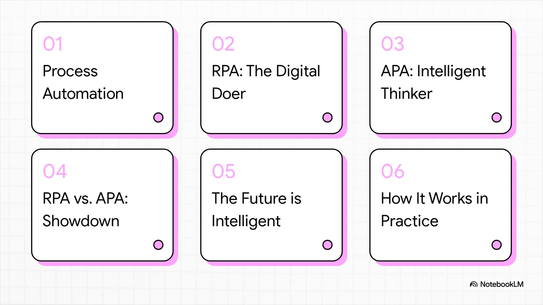Okay, here's our game plan for this explainer. We'll start with the big picture. What even is process automation? Then we'll get to know our two main characters, RPA and APA, put them head to head, and then see how this all comes together in the real world.